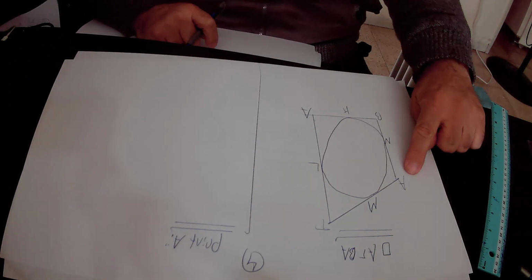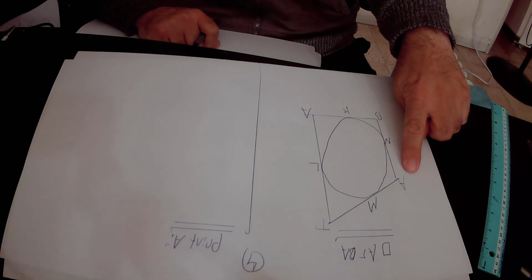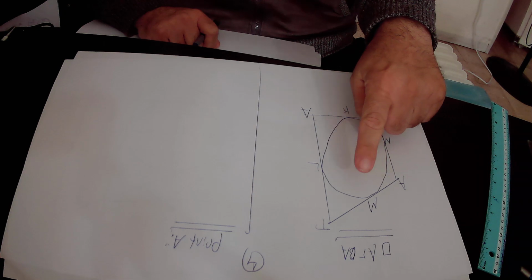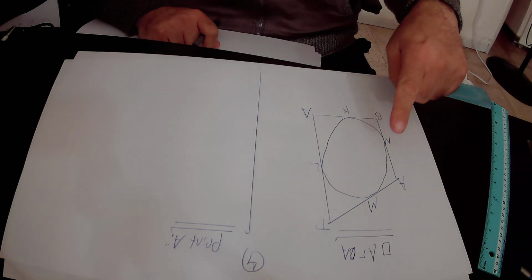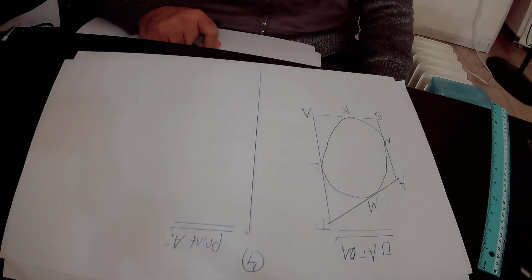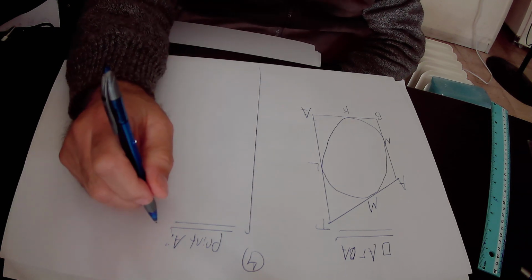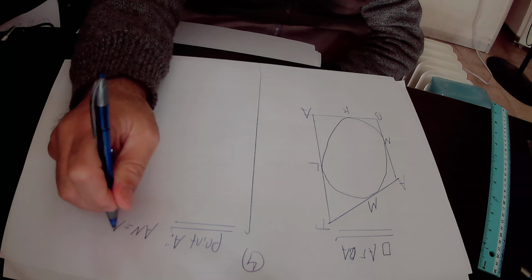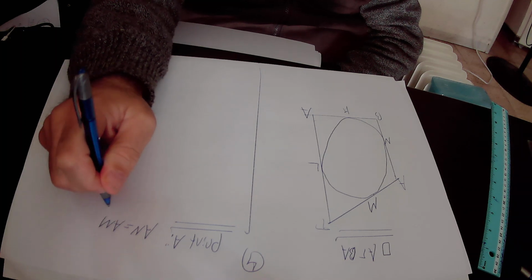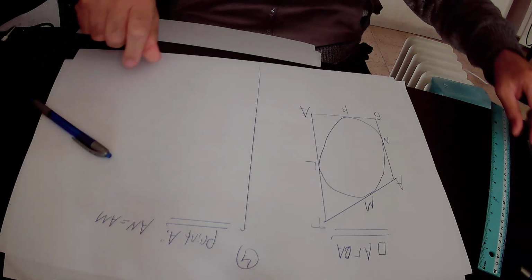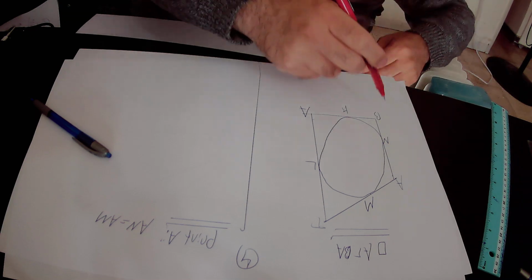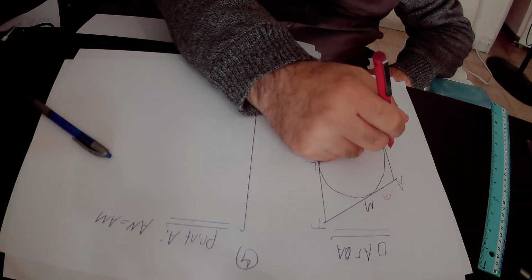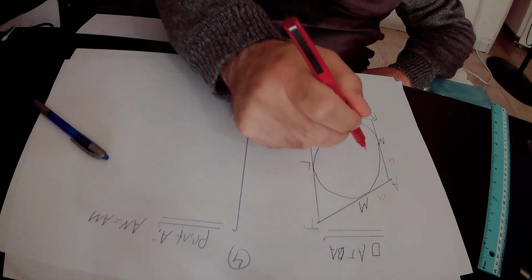From the common external point, point A, we have two tangents to this circle, tangent AN and tangent AM. According to rule number 2, they are equal to each other. That is to say, AN equals AM. So, if AM is A, then AN must also be equal to A.